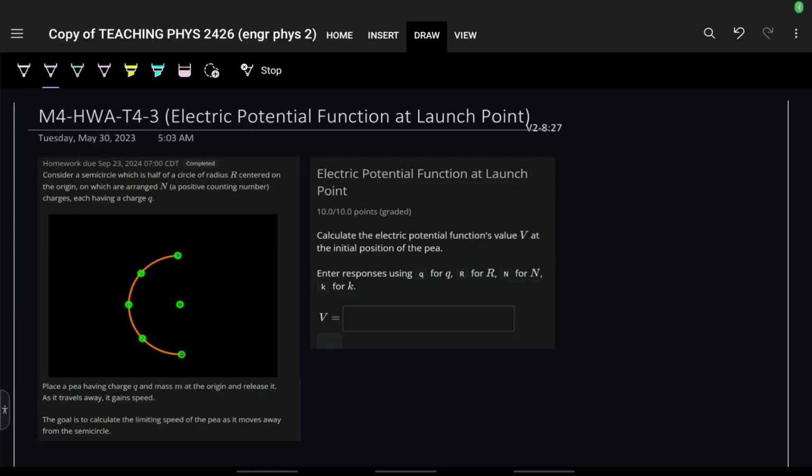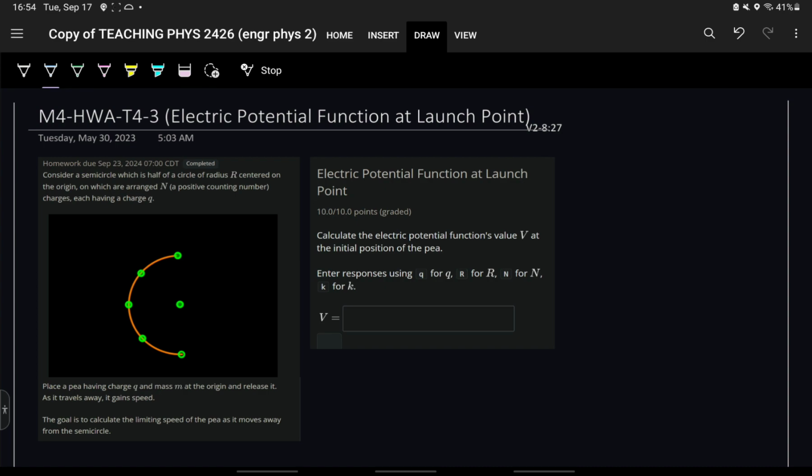We're looking at Module 4, Homework A, Tab 4, Part 3, Electric Potential Function at a Launch Point. So we are asked to calculate the electric potential capital V at the initial position of the P, which is located at the origin or center of the semicircle, due to the capital N charges arranged on the semicircle arc of radius capital R. Each of these capital N charges has a charge of lowercase q, and we need to find capital V.